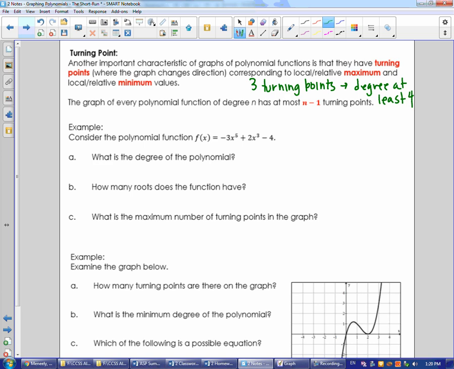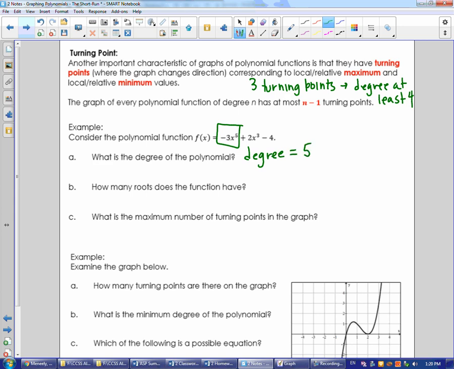It's not a perfect fit. It's an inequality. So if we take a look at the first example, you're given an equation. F of x is equal to negative 3x to the 5th plus 2x to the 3rd minus 4. Now I will say in this case when we're talking about the turning points, they don't have to turn on the x-axis when you're associating them with the degree. So if we think about the degree of this polynomial, the degree is 5.